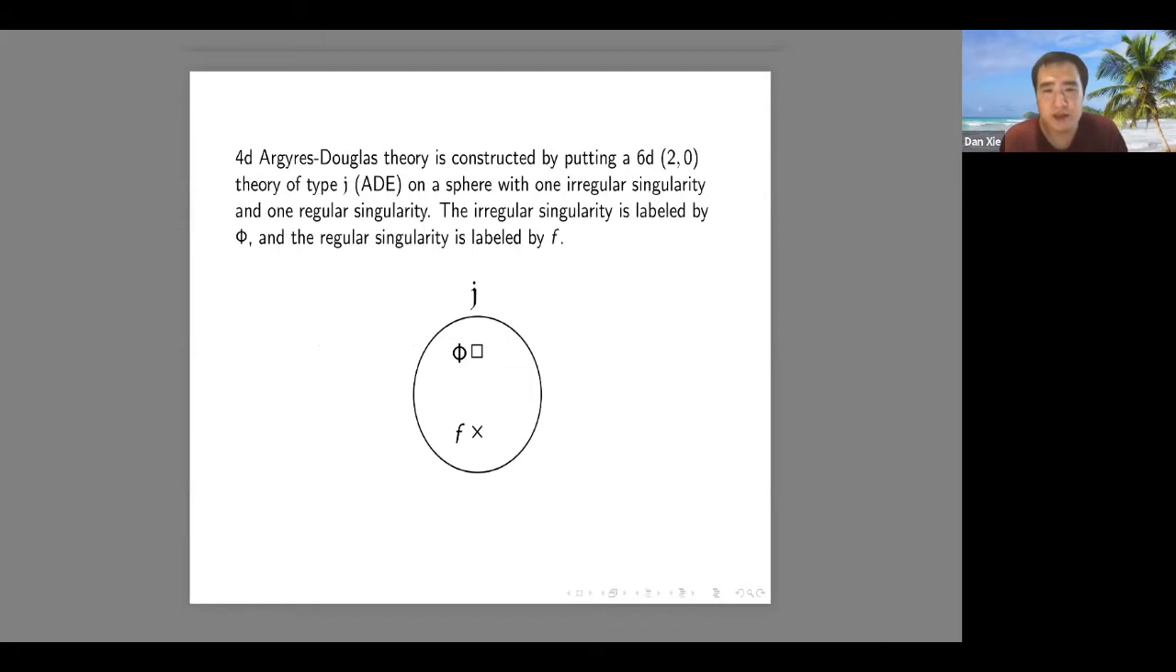So here's a picture that I hope you can find useful. Basically, I start with a six-dimensional (2,0) theory of type J, and the 6d (2,0) theory has only ADE type. And then I put it on a sphere, a P1, with one irregular singularity and one regular singularity. The meaning of the singularities will be discussed soon. The irregular singularity is labeled by Φ, and the regular singularity is labeled by f. And then there's actually a four-dimensional spacetime that I ignore here.